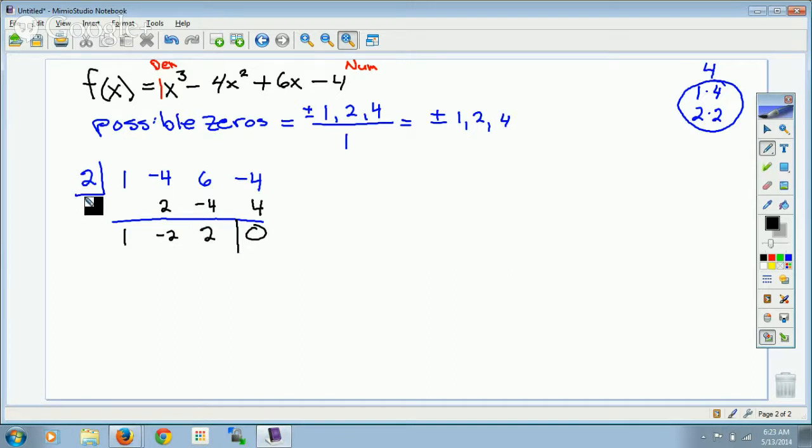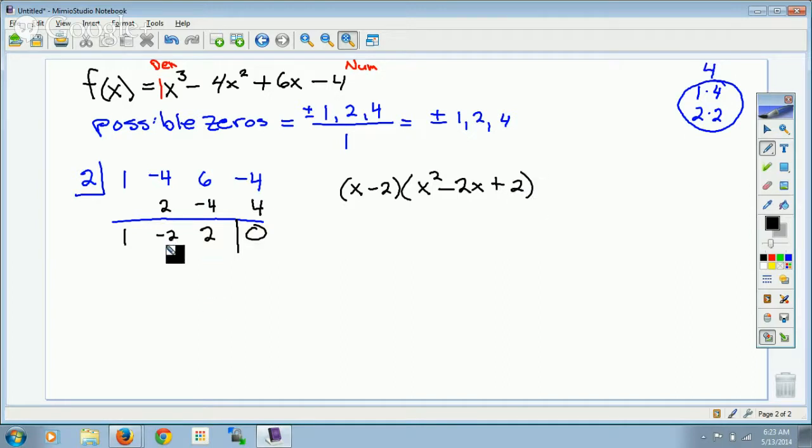So that tells me that f of 2 is 0. That also tells me that x minus 2 is a factor. And the other factor is x squared minus 2x plus 2.